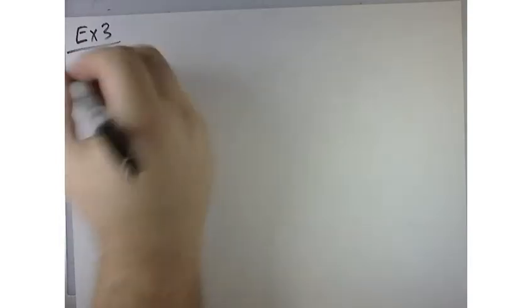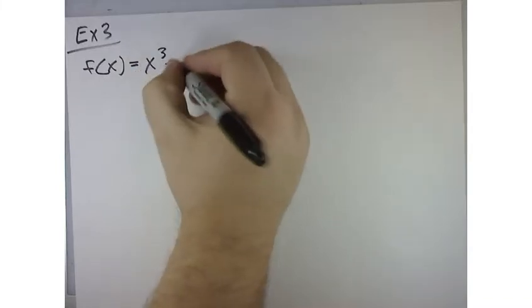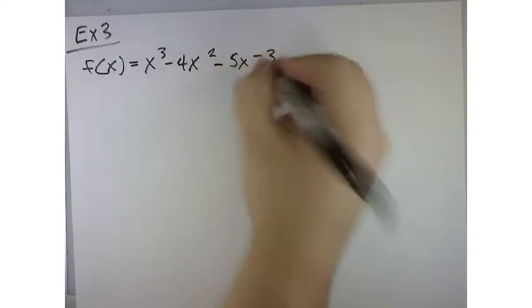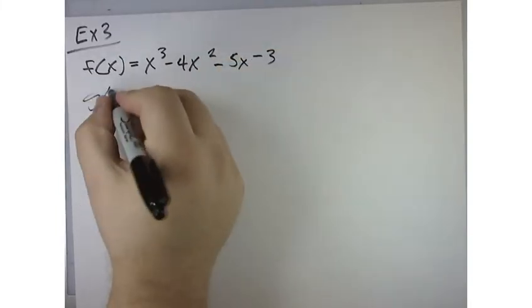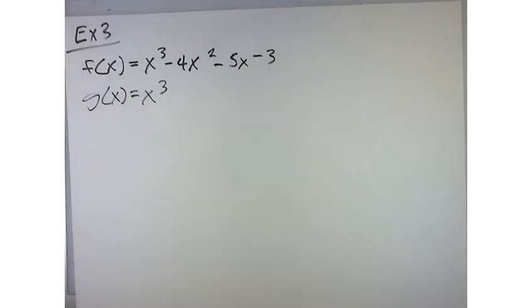Given the function f of x is equal to x cubed minus 4x squared minus 5x minus 3, we're told to compare this graphically to the parent function, which is x cubed.